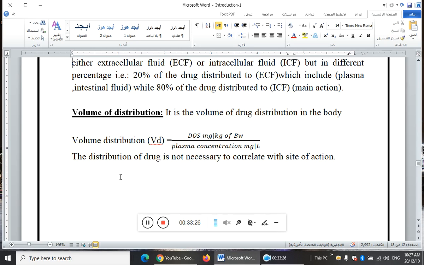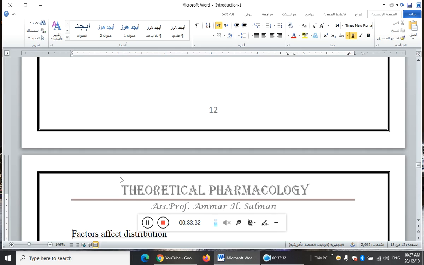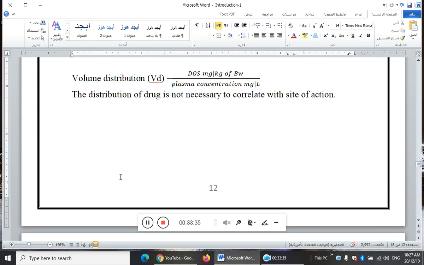Distribution of the drug does not necessarily correlate with the site of action. That means the distribution of the drug does not occur according to the site of action, which means if we administer a drug to treat a disease in the muscle, it does not mean the drug will be in high concentration in the muscle. No, it will be in high concentration in the liver and low concentration in the muscle, but it exerts its action in the muscle.